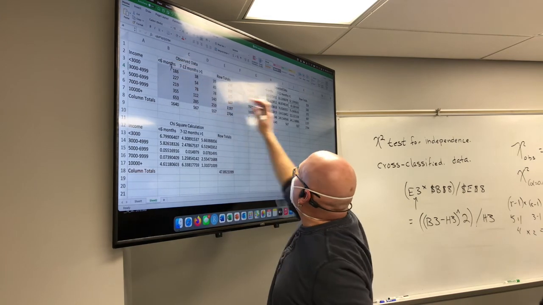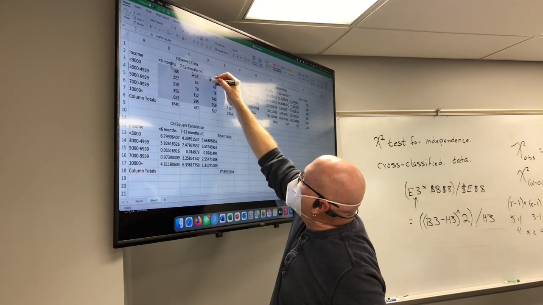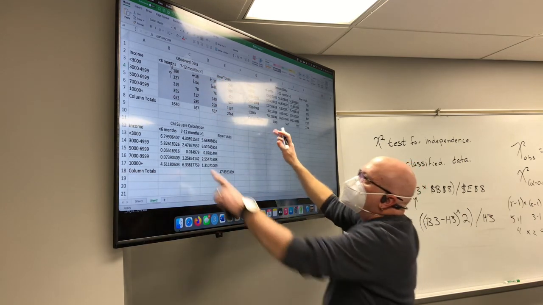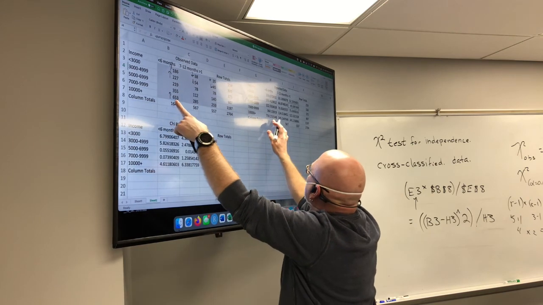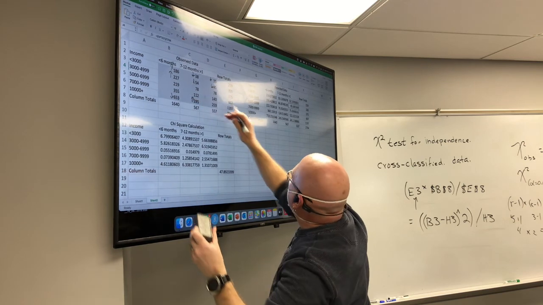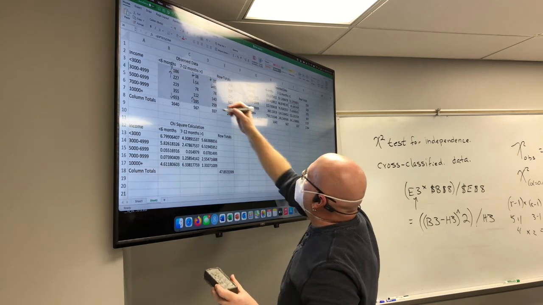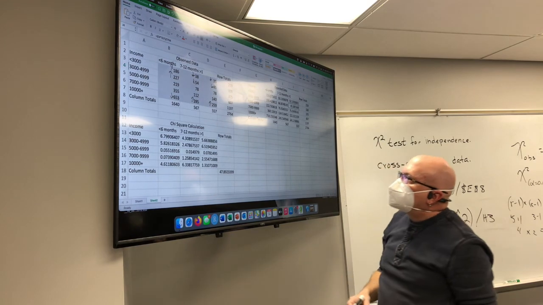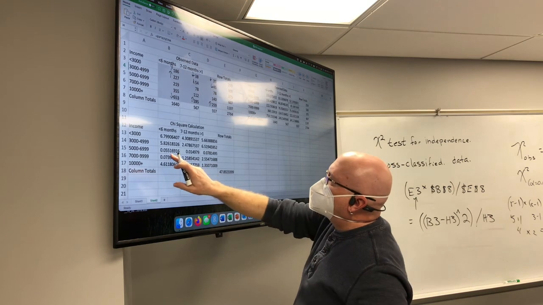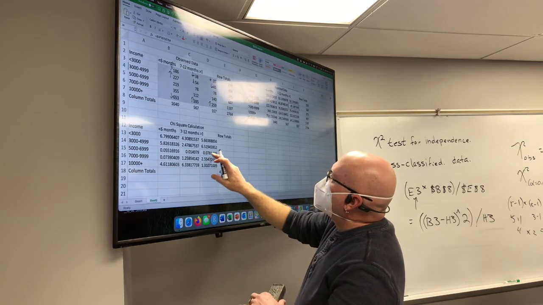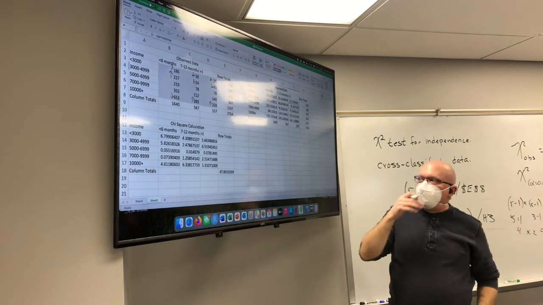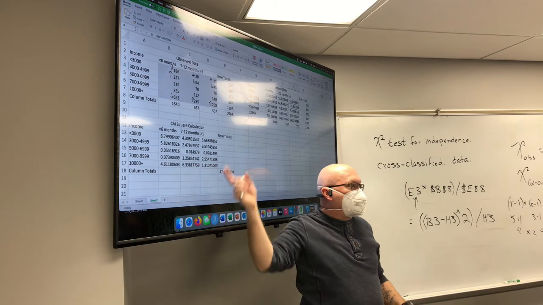This is higher than the expected, lower than expected, lower, higher, lower, and lower. This is lower than you would expect. This is higher than you would expect. And this is higher than you would expect. This is, let's see, those were all relatively low. So it's these two. Yeah, okay. So those are kind of where the big differences were, the big contribution to the overall chi-square.